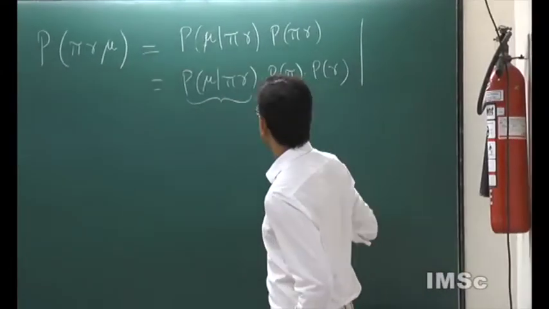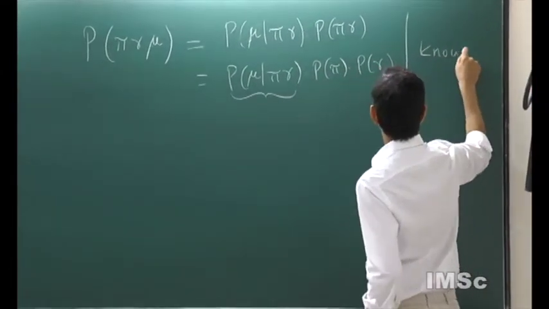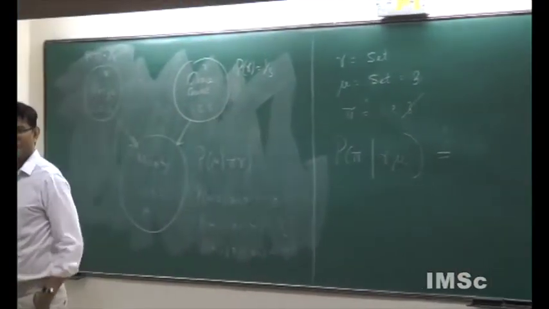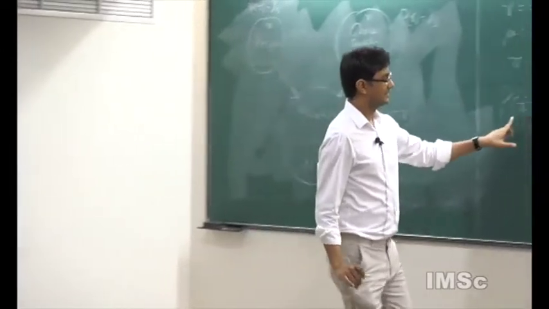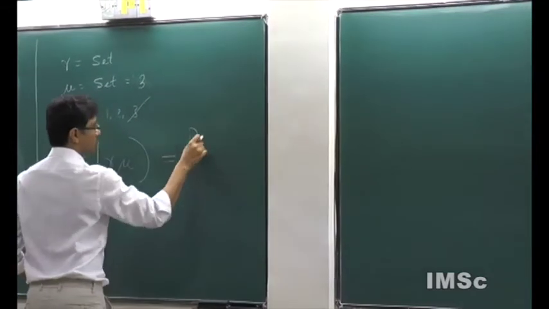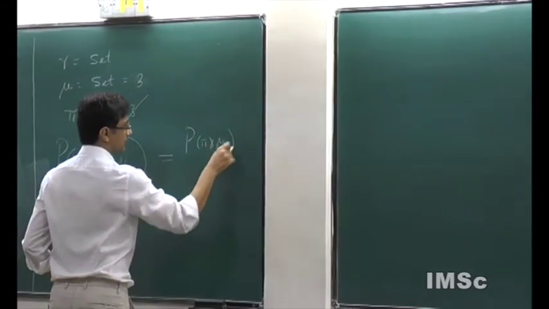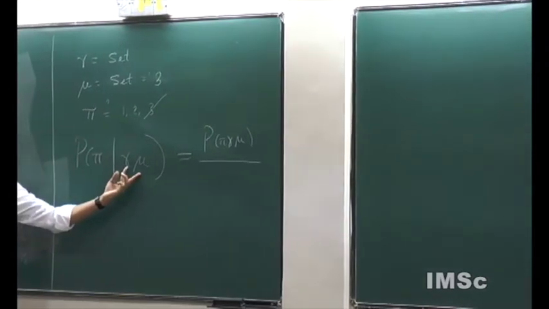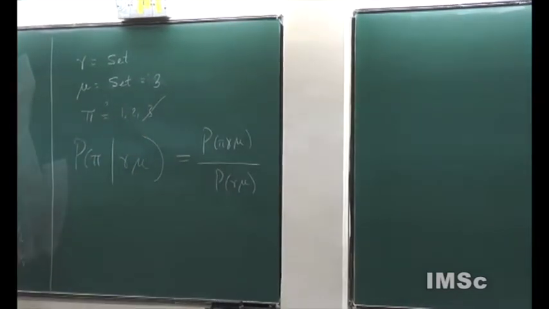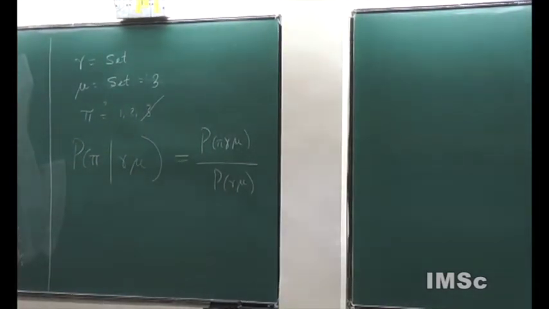So I know this probability, I know this, I want to calculate this probability. Okay, this is what I want to calculate. So can you tell me? It's very elementary, but it contains the crux of the matter. Probability of pi given gamma, mu? Exactly. So this probability is probability of pi, gamma, mu divided by which probability? Probability of this one, right? Probability of gamma, mu. Right? Okay. Correct? Or not?